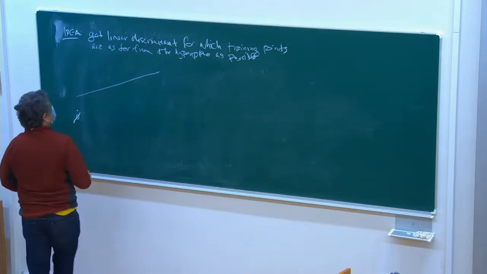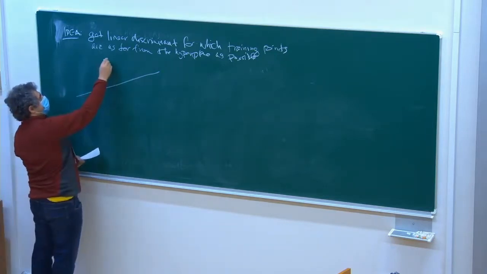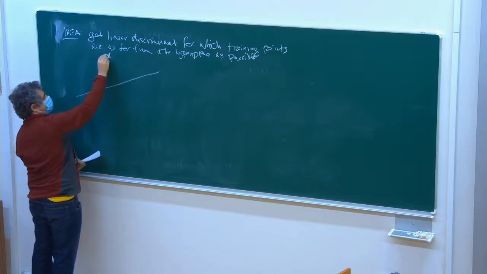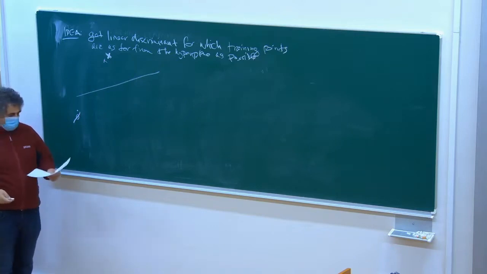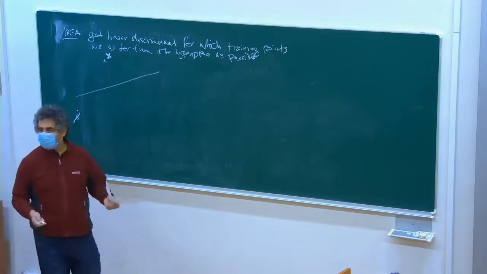Reference. And so I have this point here, which I call x. Okay, so this is my feature vector. And I want to know what's the distance of this feature vector from the hyperplane. So how do I do that?